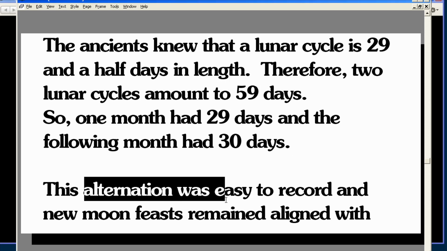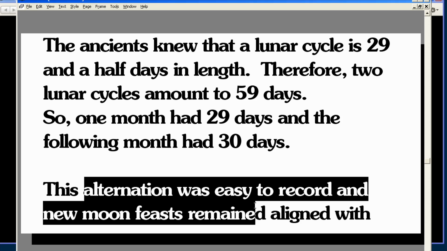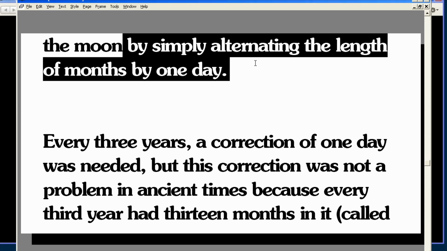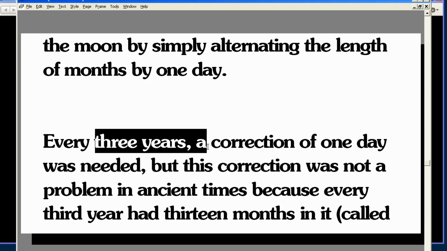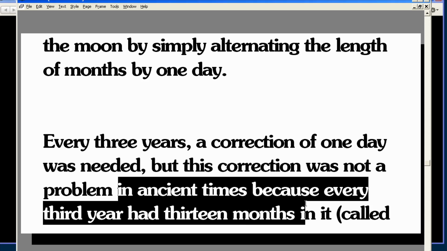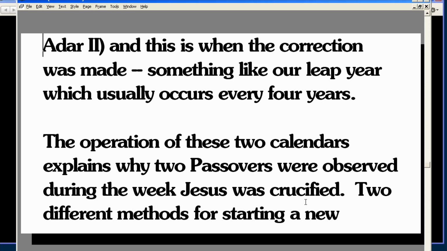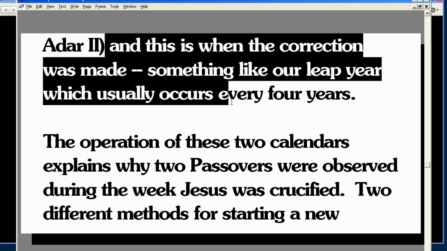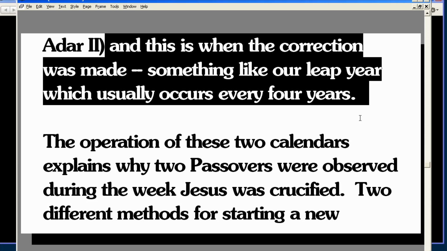This alternation was easy to record, and new moon feasts remain aligned with the moon by simply alternating the length of months by 1 day. Every 3 years, a correction of 1 day was needed, but this correction was not a problem in ancient times because every 3rd year there were 13 months in that year called Adar 2, and this is when the correction was made, something like our leap years, which usually occur every 4 years.